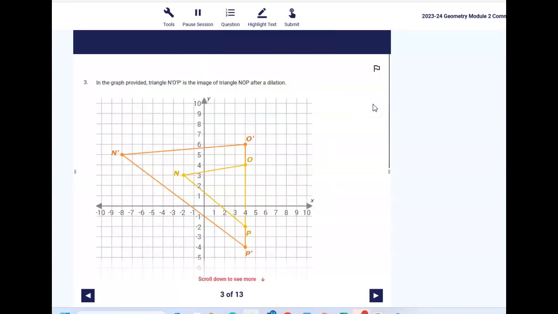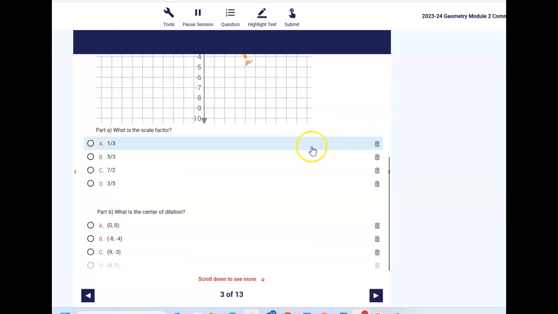Question 3. In the graph provided, triangle N', O', P' is the image of triangle NOP after a dilation. Part A, what is the scale factor? Is it 1/3, 5/3, 7/2, or 3/5? And part B, what is the center of dilation? A, 0, 0, B, -8, -4, C, 9, -3, or D, 4, 1.